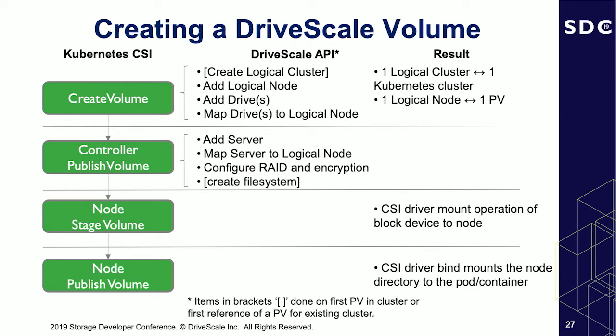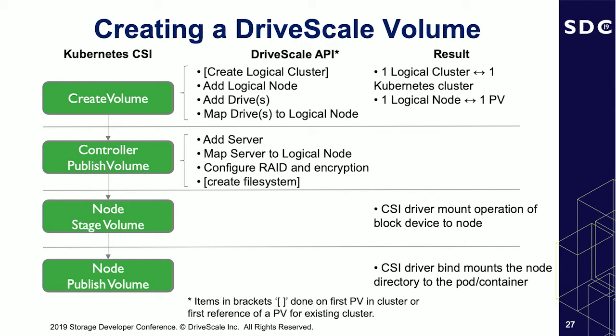And these are the DriveScale API calls that the CSI driver makes to us: it adds a logical node, which is our management entity, adds drives to the logical node, and maps drives to the logical node. That's a little thing we do. And then it starts to attach the drives to the server. That's a second step, and it is the controller publish volume step within the Kubernetes CSI API.